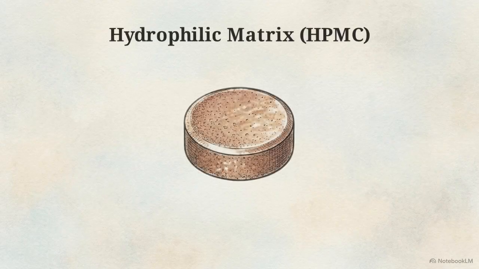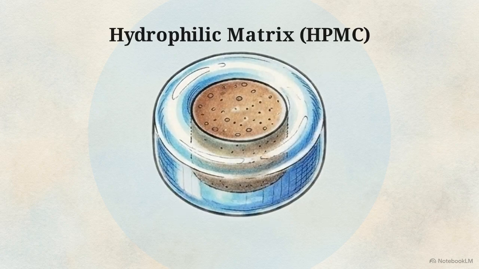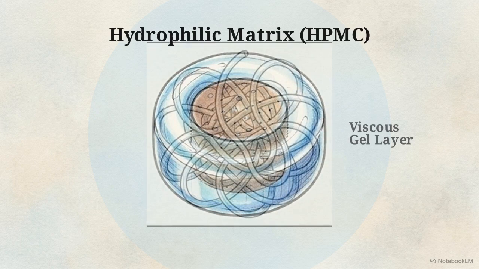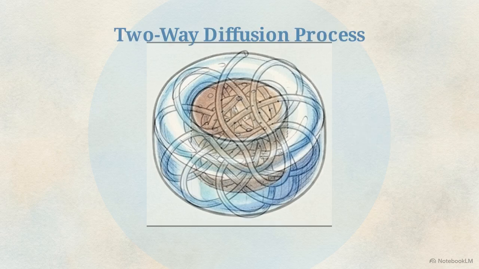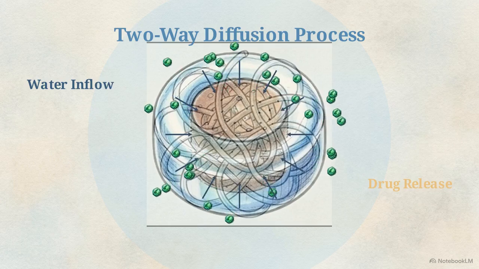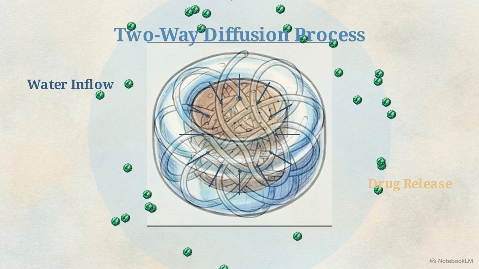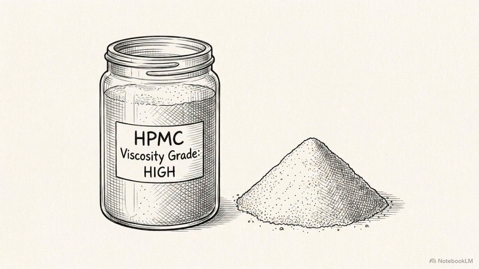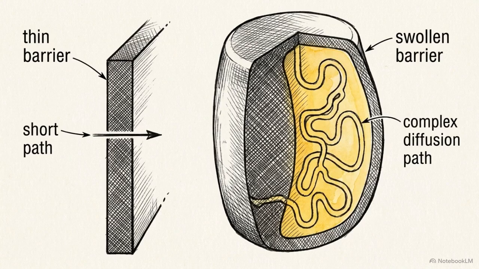This diagram illustrates a primary solution, the hydrophilic matrix, typically using polymers like HPMC. Upon contact with fluids, the outer boundary undergoes an initial hydration process, swelling into a thick, viscous gel layer. This protective barrier initiates a precise two-way diffusion process. Water molecules diffuse inward through the gel, dissolving the drug, while the active pharmaceutical particles diffuse outward at a strictly constant, uniform rate. The control lever here is the exact viscosity grade of the HPMC polymer. That grade dictates the thickness of the gel layer, which directly controls the diffusion path length the drug must travel.